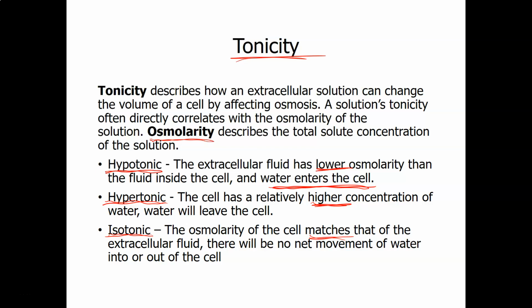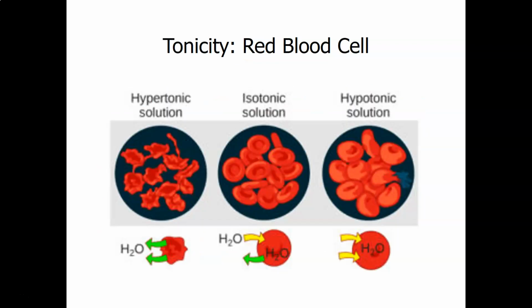In a hypertonic solution, water is going to leave the cell because the higher concentration is outside the cell, so the cell will shrink. In an isotonic solution, an equal amount of water will leave that comes in, so there won't be any net movement out or into the cell, and the cell will stay the same size.